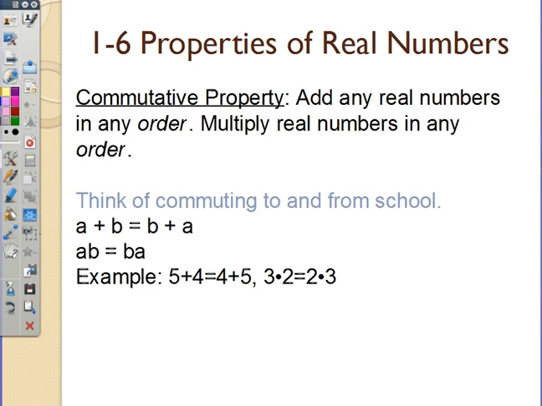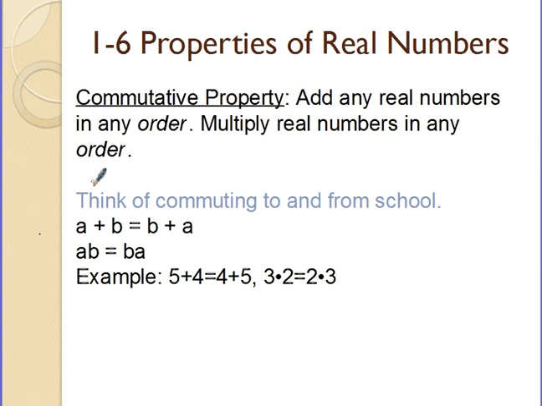So I like to think about commuting to and from school, right? If I decide to stop and do a couple things along the way, it doesn't really matter because I'm still going to end up here at school. Algebraically, we can say A plus B equals B plus A, or multiplying, and we've got a few numeric examples here too. So the big thing to remember here is that order doesn't matter.